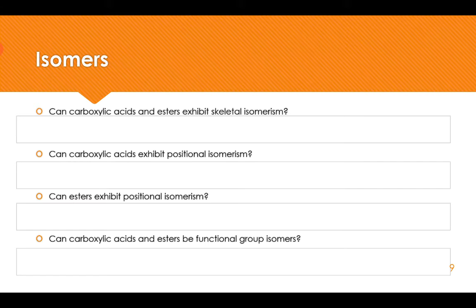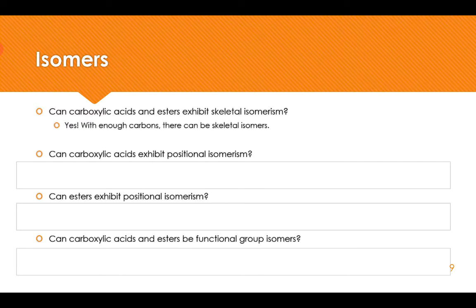Let's think about all of our different types of isomers. Can carboxylic acids and esters exhibit skeletal isomerism? What about positional isomerism? Can they be functional group isomers? Go ahead and pause the video and think about your answers to each of these questions, and then unpause the video when you're ready to compare your answers to mine.